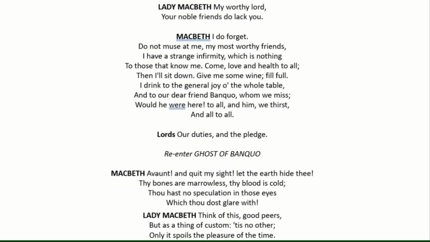Lady Macbeth says, "Think of this, good peers, but as a thing of custom, 'tis no other, only it spoils the pleasure of the time." She asks them not to worry about it, it's just a habit.